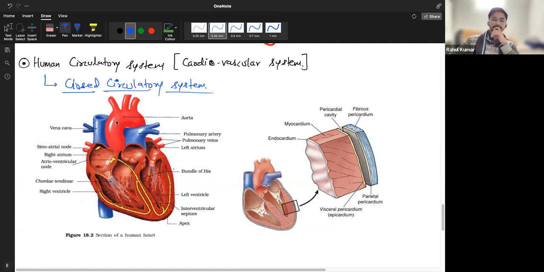Okay. Now we have 2 atrium. Why do we have 2 atrium? Both receive blood. From where does the right atrium receive blood? And from where does the left atrium receive blood? So this is right atrium. Where is this receiving blood from and where is this receiving blood from? Anyone knows?